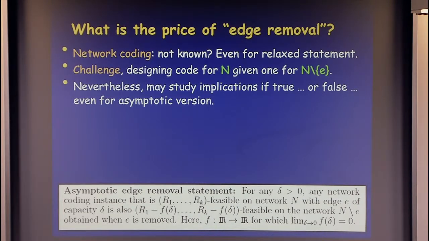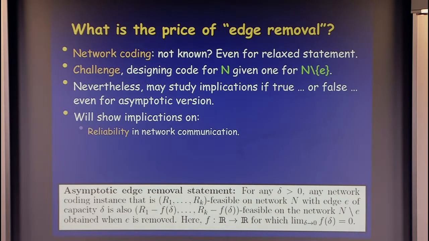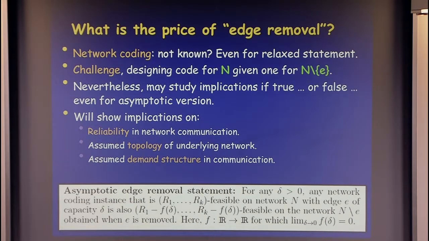And what I want to show now is just a bunch of different other problems that are related to the edge removal problem that at first seemed, at least to us, unrelated. So I'm going to talk about implications on reliability in network communication, on topology of networks, on the demand structure, and on cooperation in general in networks. So I'm going to show these connections.